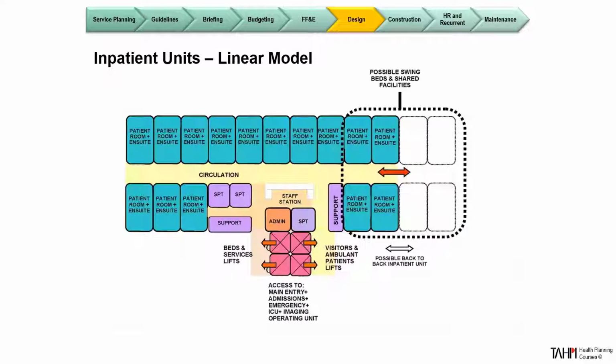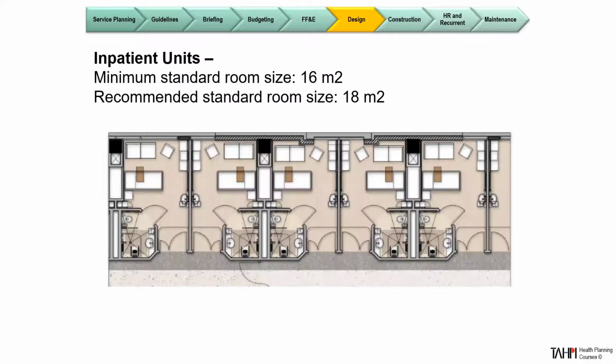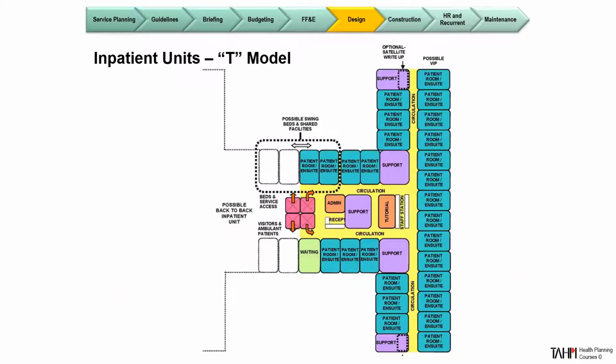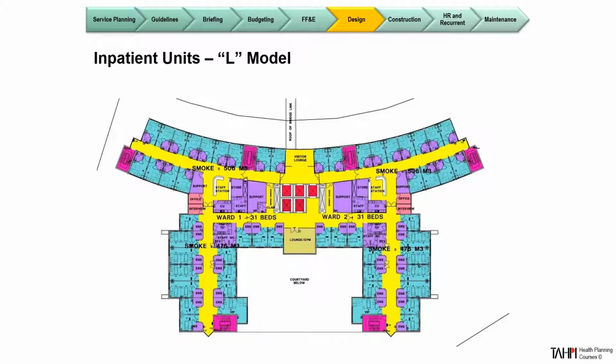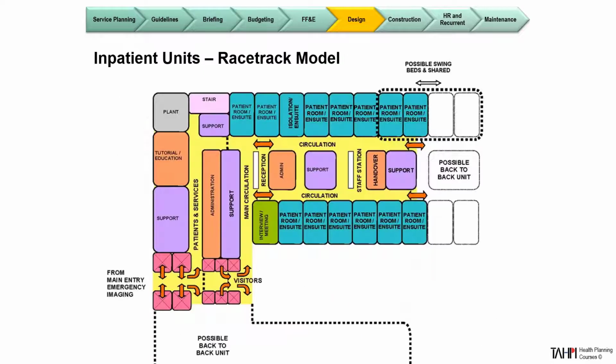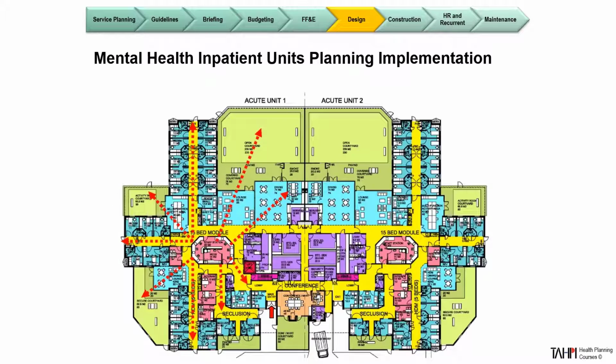That's a linear model, another linear model, a realistic example of section of that model, the T model, L model, hybrid model, racetrack model, and even a mental health model, which is a very complex model.